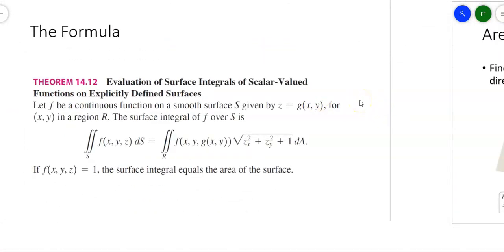Evaluation of surface integrals on explicitly defined surfaces. You notice that for explicitly defined surfaces, we're defining z explicitly as a function of x and y. So z equals some g of x and y. The surface integral is given like this. It's a double integral, integrated over the area, of the function f times the square root of partial z with respect to x squared plus partial z with respect to y squared plus 1. Now, if your f of x, y, z is 1, then really what you're doing is finding the surface area with a slightly different looking formula.